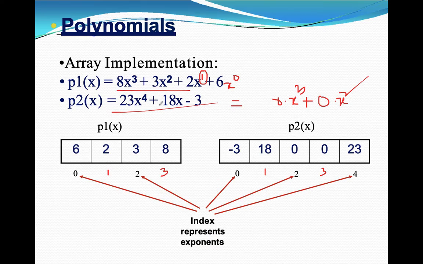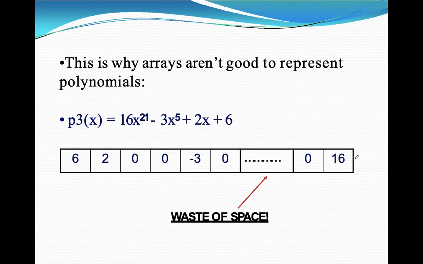তাই না? এখানে x square, x cube টার্মটা তো নেই, তো সেটা আলটিমেটলি 0। তো 0 তে এখানে -3, 1, 18, 2, 0, 3, 0, 4, 23, 23. Okay? So if it is represented like this, so this is actually the wastage of memory.